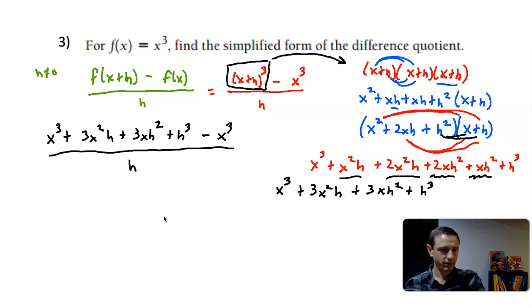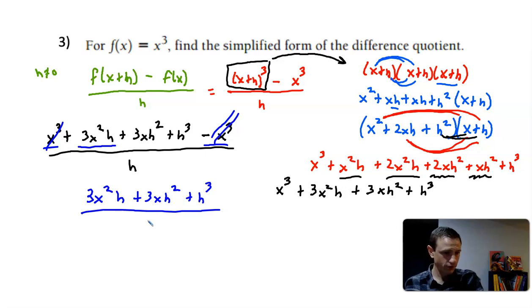Let's take a breath, and now we have to do some more simplifying. x to the third right here, minus x to the third, those are like terms. Boom, bam, gone. 3x squared h, and no other like term with that. As I talked about, make sure you're noticing x squared and x to the first are not like terms. So it's 3x squared h, and then 3xh squared, and then I have that h to the third again, all over h.